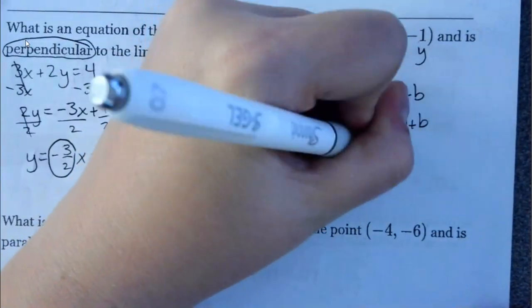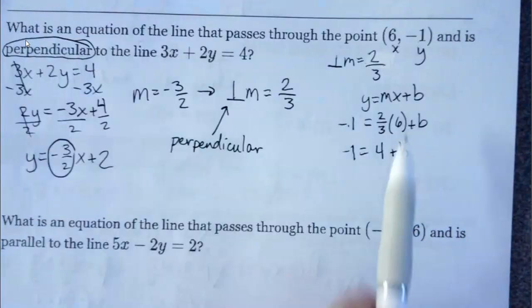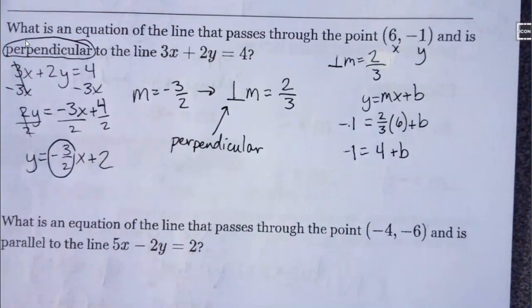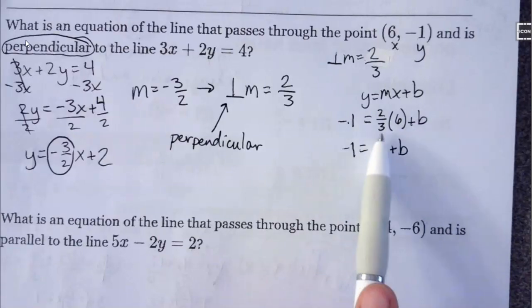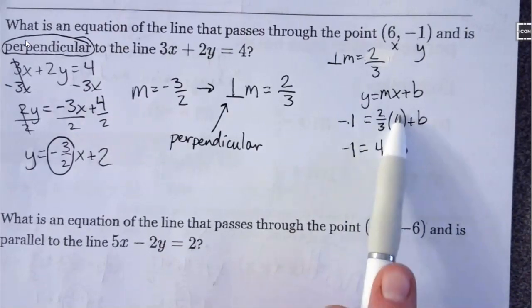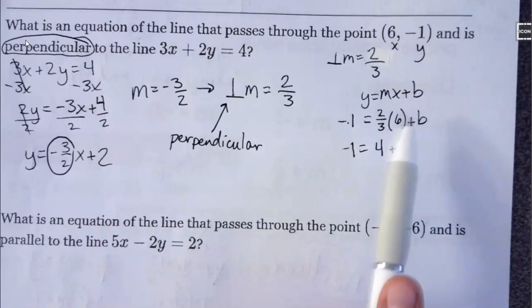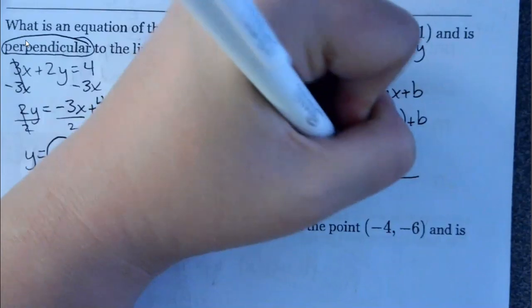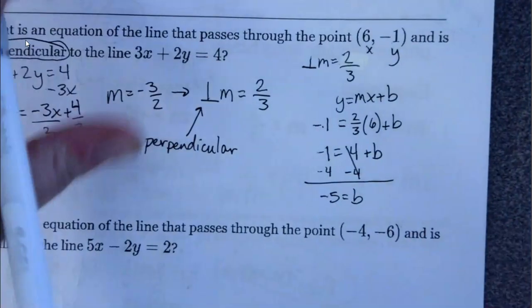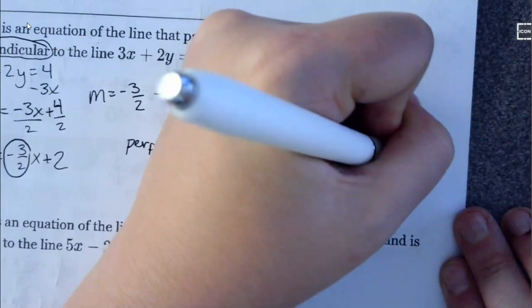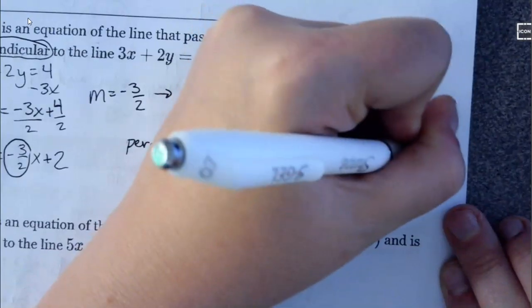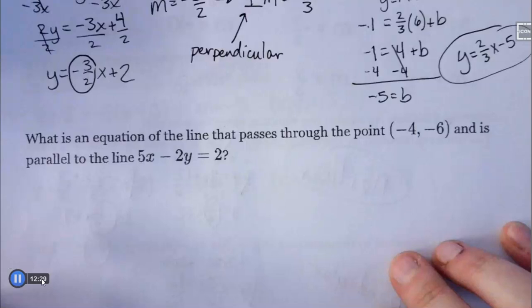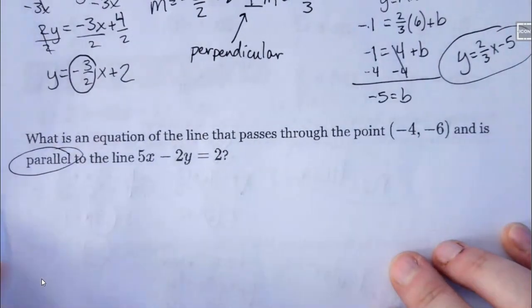2/3 times 6 is 4. How do I know that? Because 6 times 2 is 12, divided by 3 is 4. If you want to check your answer, your calculator will also do this for you. 2/3 times 6, and then you can make sure you did it correctly in your head. Subtract 4 on both sides. Negative 5 equals b. And then you have all the things that you need to type your equation into Delta. y equals 2/3 x minus 5.